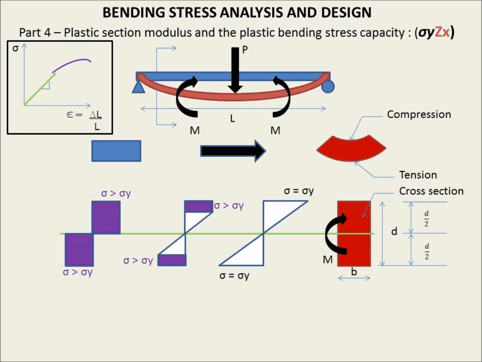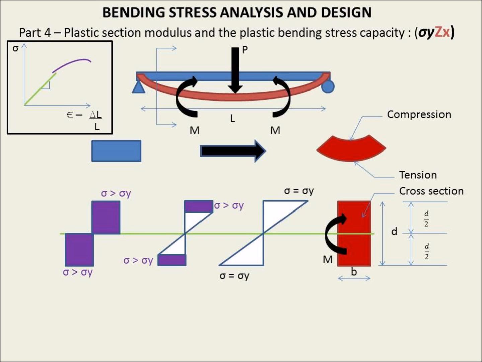So similar to the first video, we know that this moment M, this torque, is made up of the tension and the compression couple. So we have tensile stresses and we have compressive stresses, and there is a distance between them, and this couple and this lever arm gives us the moment.